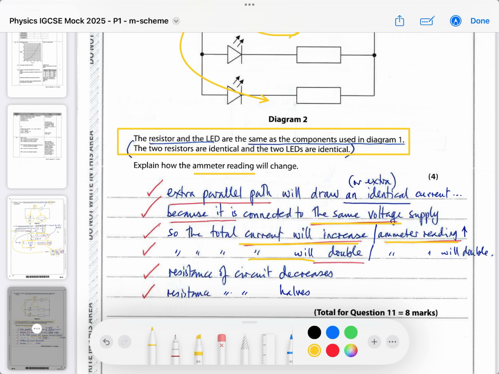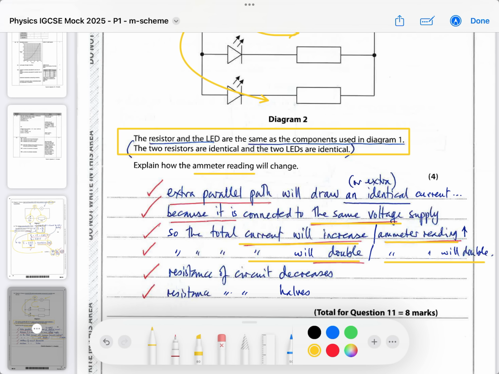If you say it will double, then you'll get 2 marks. It will, because they're identical. So whatever it was reading in the first part is now going to produce exactly the same current, because each path has exactly the same total resistance, okay? And each path has exactly the same voltage.